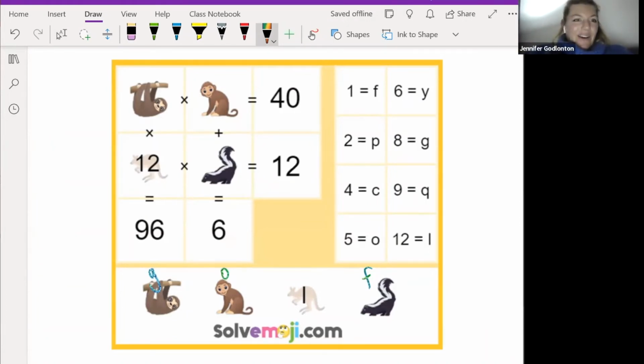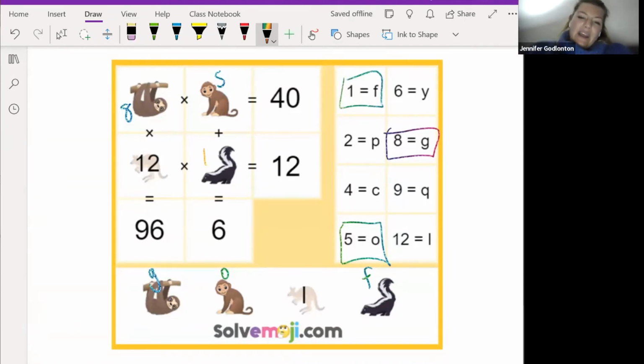Absolutely. Okay, so let's try and talk through this and go through it step by step. So our slot, 8 times 12 will give us 96. So that gave us our slot. And then 8 times 5 is going to give us our monkey, which means our monkey is 0. And then 12 times 1 is going to give us 12, which means our skunk is 1. And so that gave us the word golf.